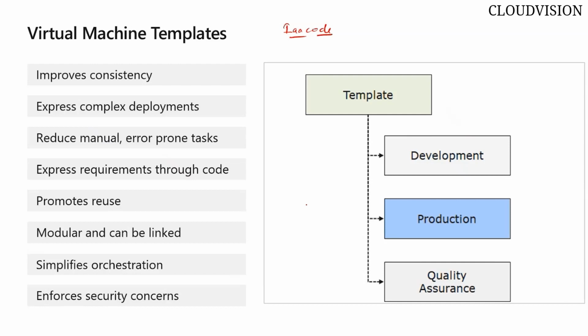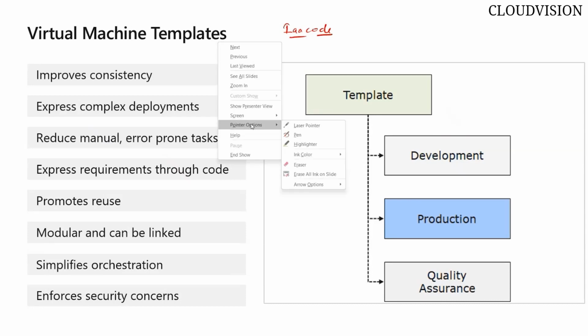Like I said, I want to create 20 VMs together, 20 VMs in one go. So we'll create a template for that. Because Azure only understands JSON, we can prepare a JSON template. This JSON template has declarative syntax.